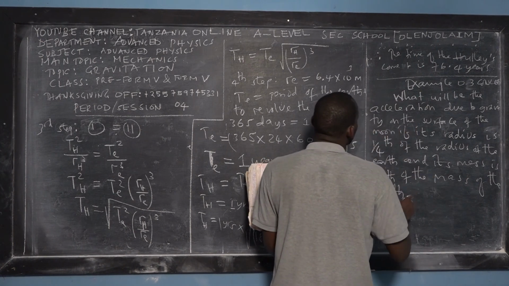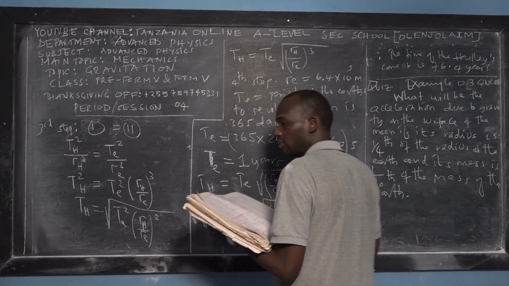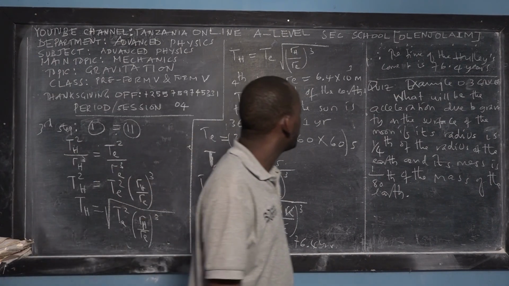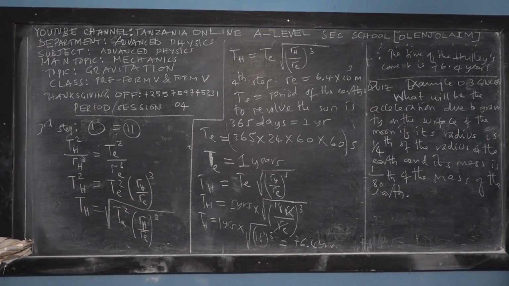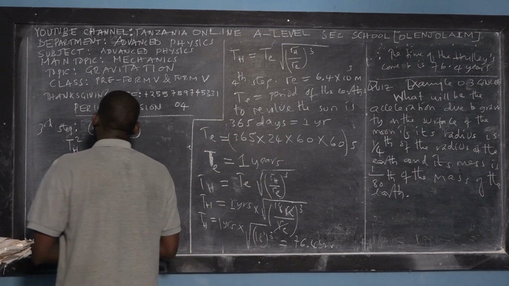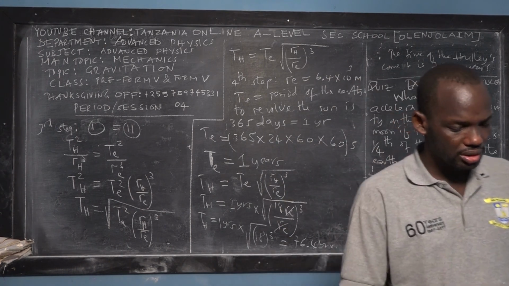So this is a quiz also. I'd like to ask you to pause the video, do that quiz, and then come back to the correction. What will be the acceleration due to gravity on the surface of the moon if its radius is 1/4 of the radius of the S and its mass is 1/8 of the mass of the S? So that's the question. Please make sure that you do it faithfully, do your level best, and give me the accurate response. Keep on doing, then we'll carry it on.